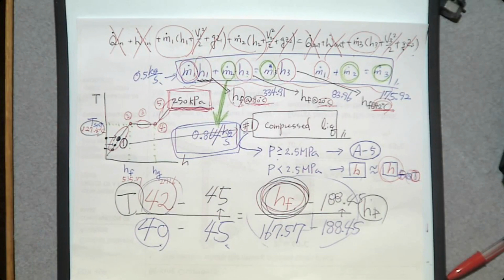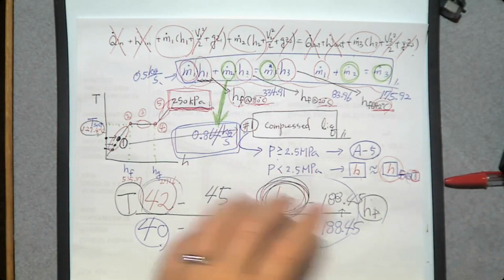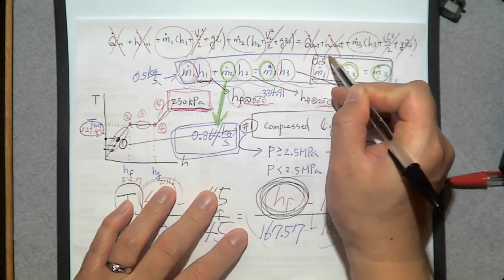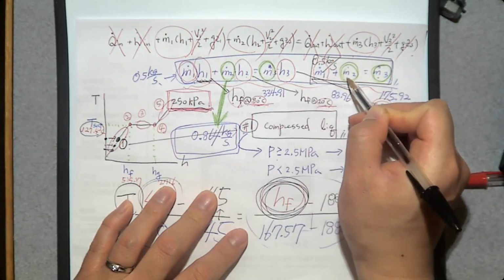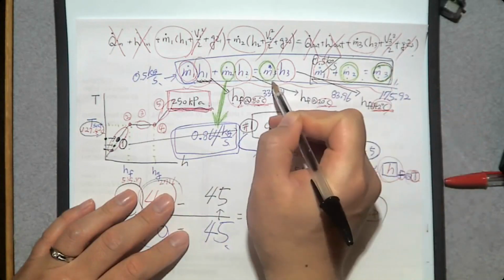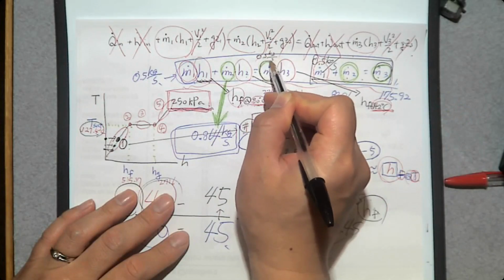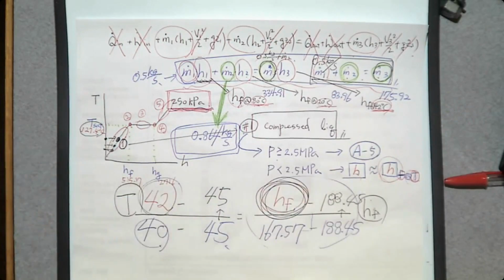So we have two equations and two unknowns, right? Look at this one. m dot number 3 is 0.5 kilogram per second plus m dot number 2. So instead of this, you can say this one is 0.5 kilogram per second plus m dot number 2. Then how many unknowns do you have? Just one, m dot number 2. Then you have this equation, and you can find m dot number 2.